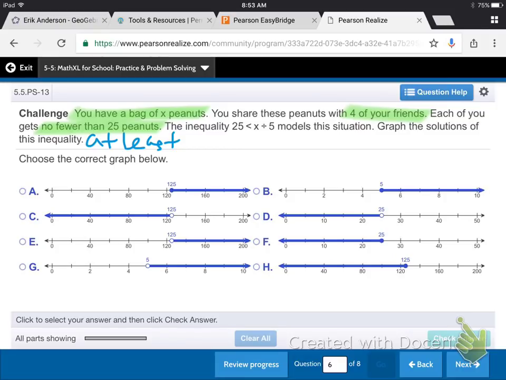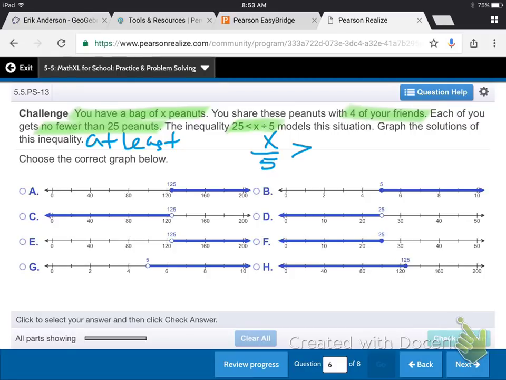Okay, the inequality, it even gives it to you right here: 25 is less than or equal to x divided by 5. It models a situation, and it says graph the solutions. Well, first we have to solve the inequality. So if we take this inequality and write down the x divided by 5 first, like we're used to seeing it on the left-hand side, and then we write down the way the inequality is facing.